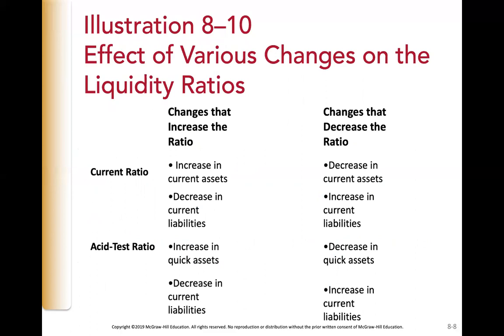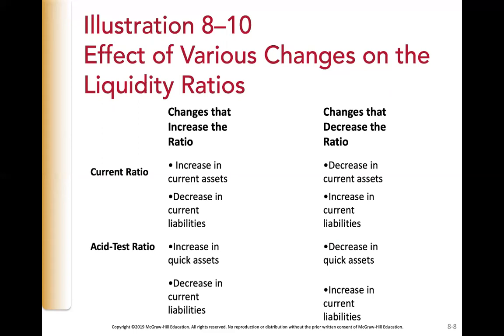Also, you need to understand the effect of specific transactions on the current ratio and the acid test ratio. Both ratios have the same denominator, which is current liabilities. So a decrease in current liabilities will increase the ratios. If you divide by a smaller number, that makes the ratios larger. Likewise, an increase in current liabilities will decrease the ratios. Dividing by a bigger number makes the ratio smaller.